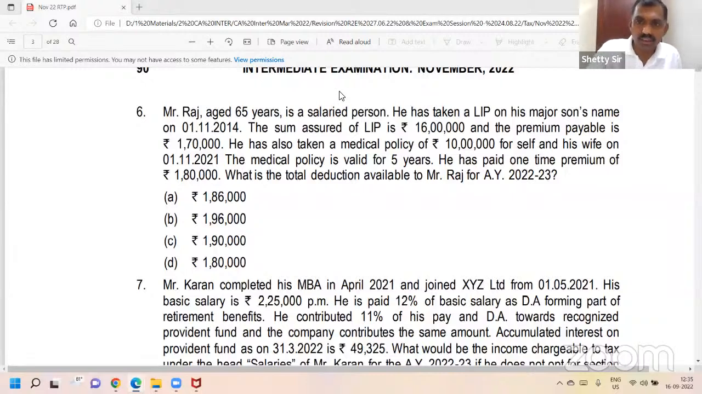See, he has taken it on 1st 11/2021. It is 5 months, not a full year, but 1 month also becomes 1 year. So 1,80,000 divided by 5, how much should it come? 36,000. What is the total answer? 1,86,000. Plus 30,000 is 1,86,000, option 6A. This is what I am telling. The answer given is 6D.